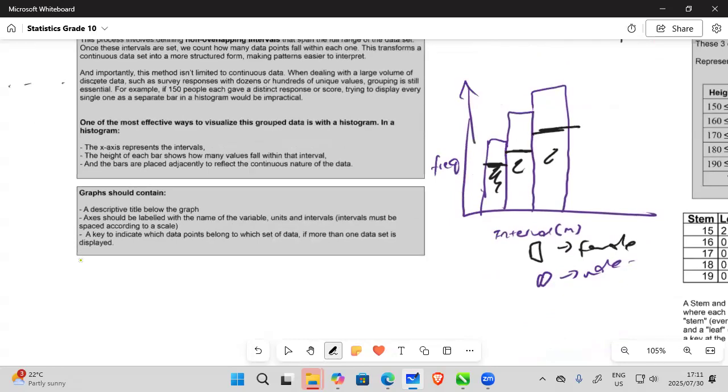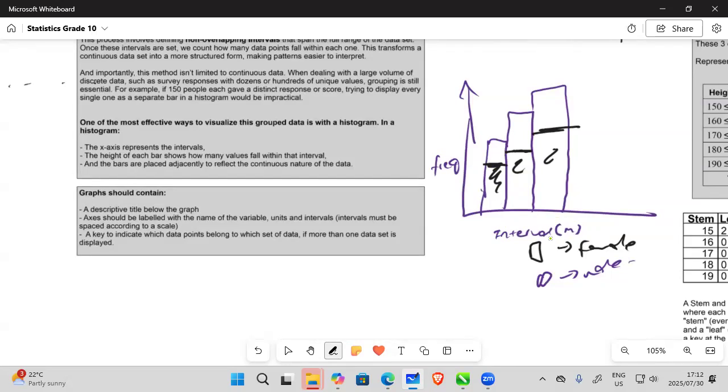Okay? And a key to indicate which data points belong to which. So let's say that this was tracking both males and females. And then we had the black ones are for females and the purple one is for males. Then for each interval, you'll have a black bar representing the heights or the number of females that belong to this interval, and the purple one will represent the number of heights of males that belong to that interval.